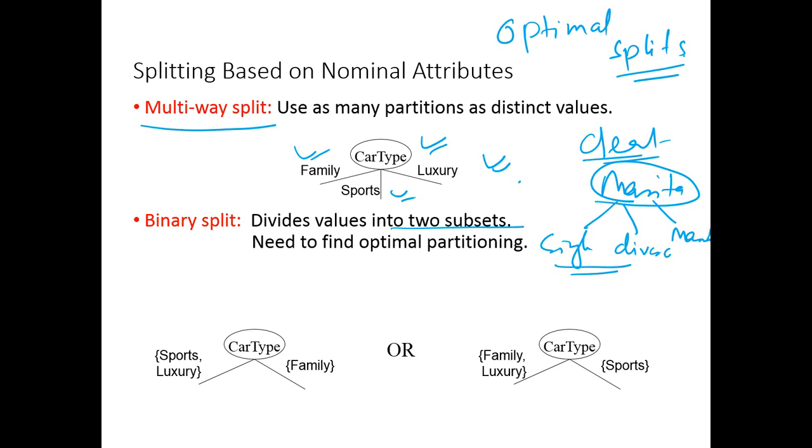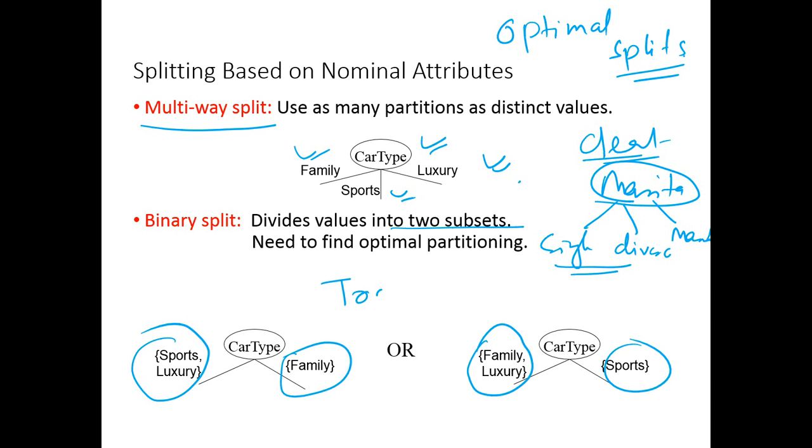So here we have seen that sports and luxury cars, we just keep as one, and family just one. But how do we come to know that this is a good one, or a proper way of doing it? It could be family or luxury of one type and sports of another type. That we'll get to know only after looking at the training data. So we want to optimize a metric or a value, and based on that we'll do this division.